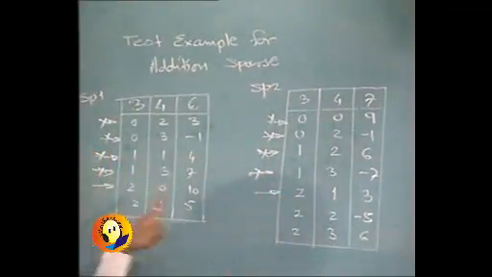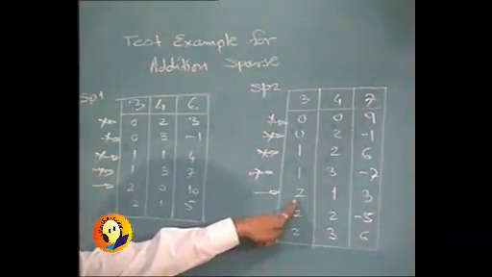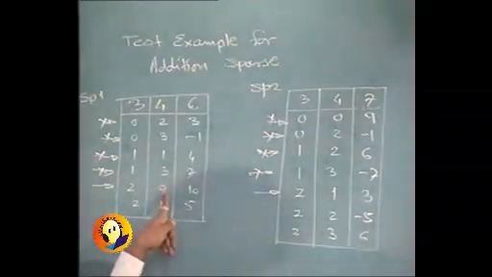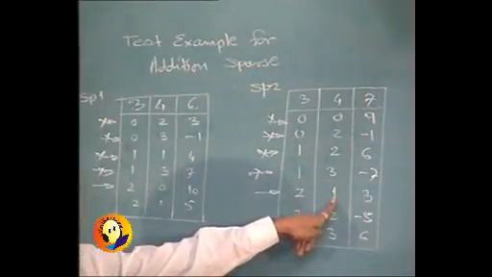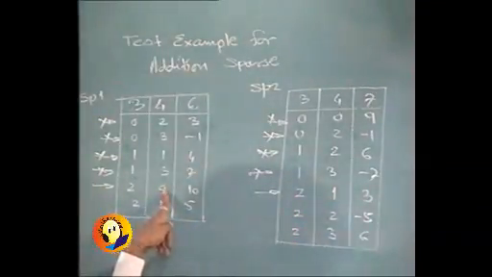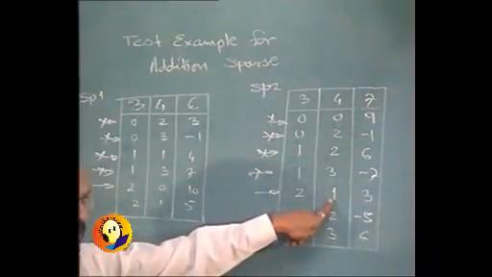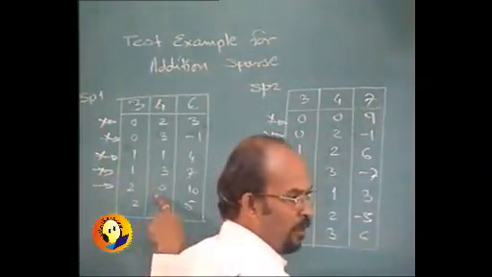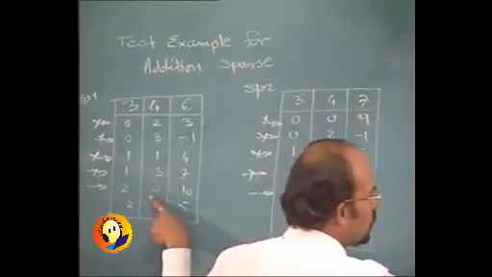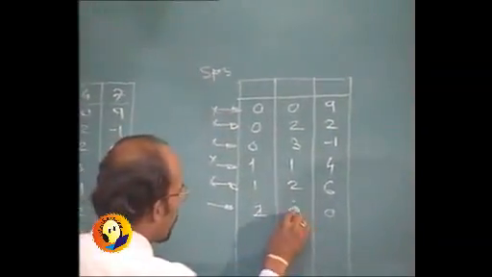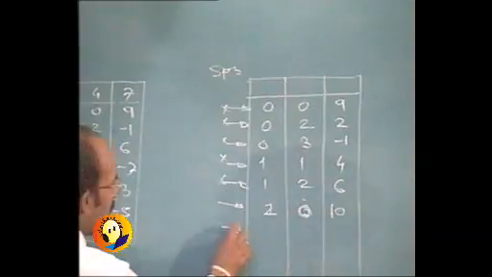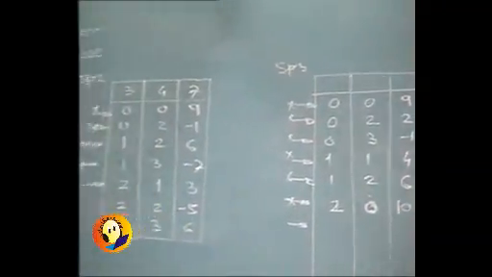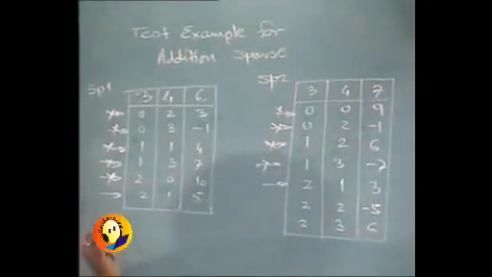sp1[k1].row equal to sp2[k2].row? Yes, 2, 2. sp1[k1].column equal to sp2[k2].column? No. sp1[k1].column less than sp2[k2].column? Yes. Copy this element, but k3 has not incremented, so this will get overwritten. And then k3 will increment. This is what we have seen yesterday.